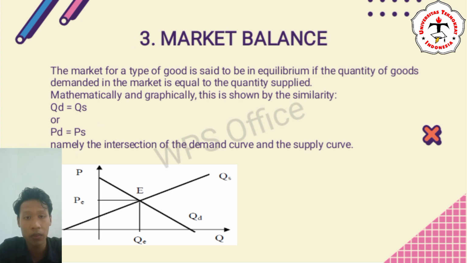Point number 3 is market balance. The market for a type of good is said to be in equilibrium if the quantity of a good demanded in the market is equal to the quantity supplied. Mathematically and graphically, this is shown by the equality Qd equals Qs or Pd equals Ps, namely, the intersection of the demand curve and the supply curve.